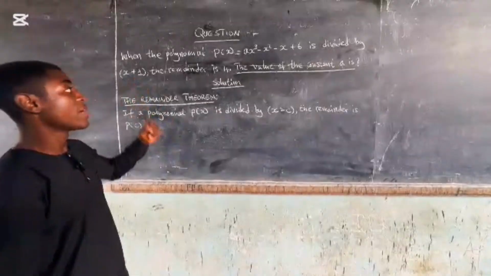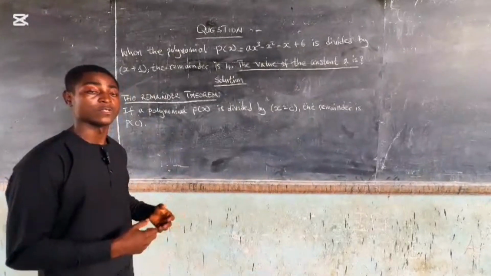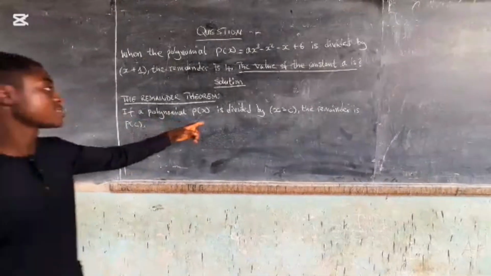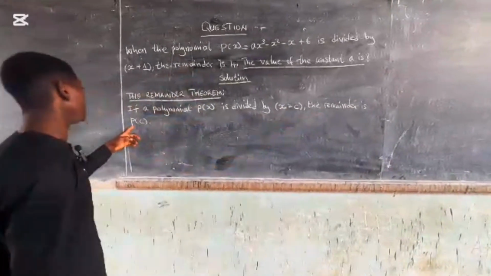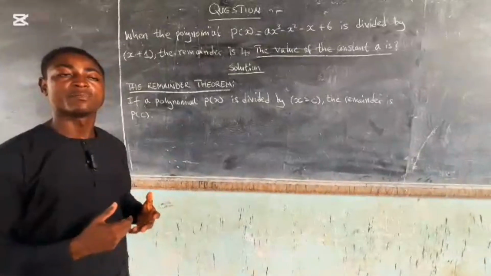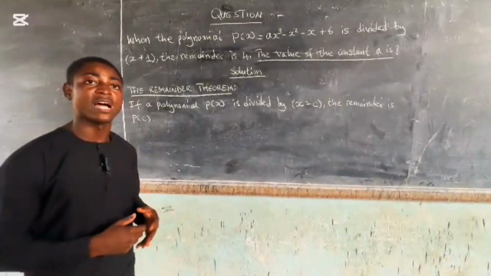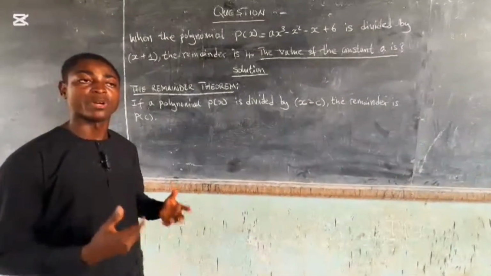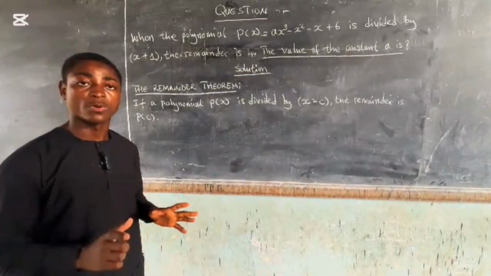Now that we have our problem on the board, let's explore the remainder theorem which will help us solve it. The remainder theorem states that if a polynomial p of x is divided by x minus c, the remainder is p of c. Now let's explore the reasoning behind this theorem. The idea is rooted in a basic arithmetic concept which you, including myself, saw way back in primary or elementary school, whichever one your educational system recognizes.